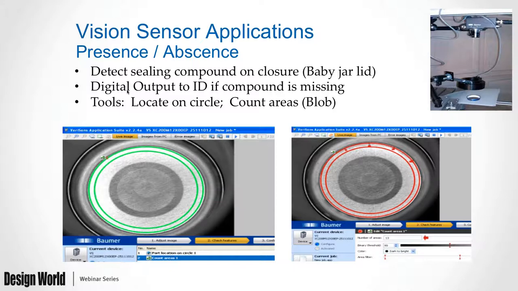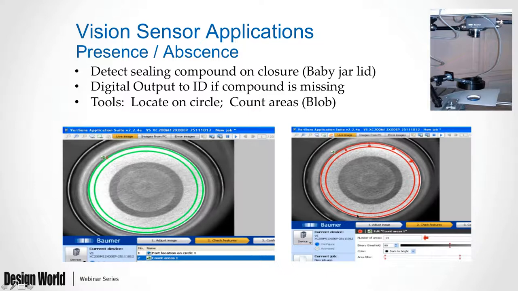Another one here looking at presence and absence. This was interesting, a little bit of a setup diagram on the right-hand side. It's actually just like a baby jar lid. And what would happen in some of these cases is that we have some compound during the manufacturing process that gets into part of the surface.